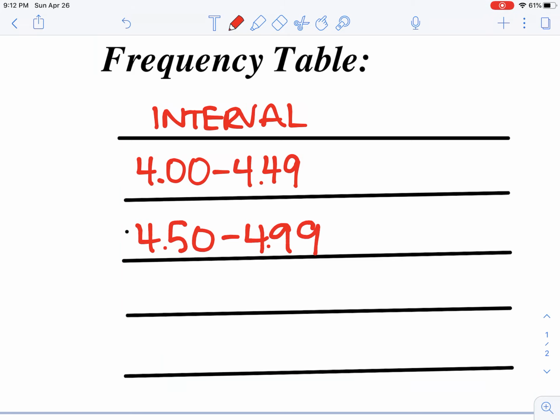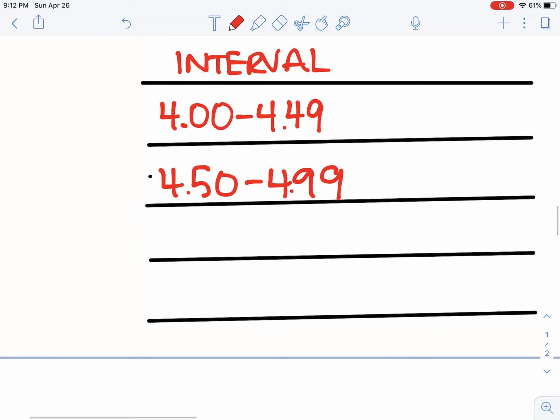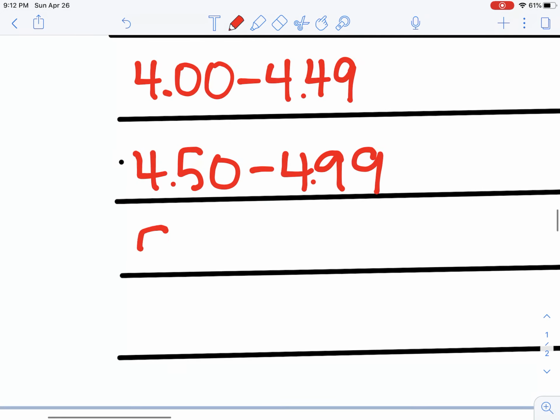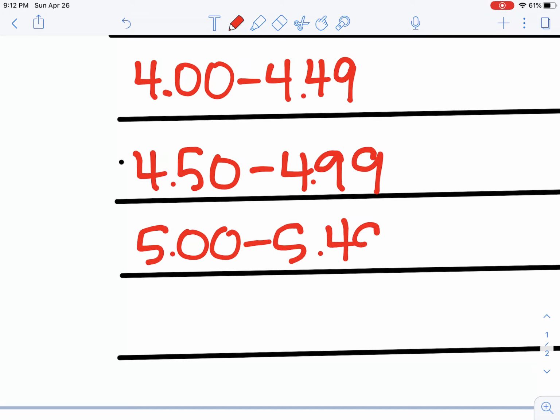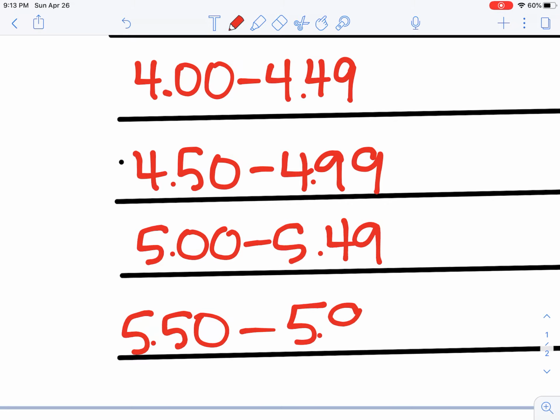It's really important that your intervals are of the same length. If you subtract the smaller number from the bigger one, they should give you the same number every time. The next one should begin at $5 and go to $5.49. Then it should be at $5.50 and go to $5.99.